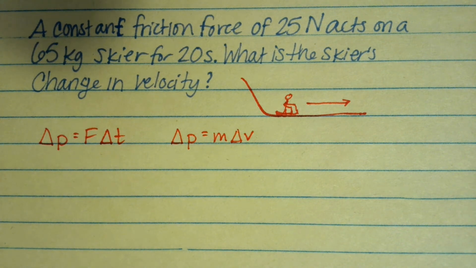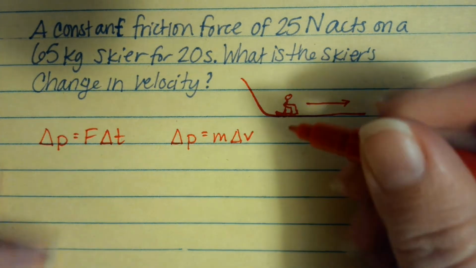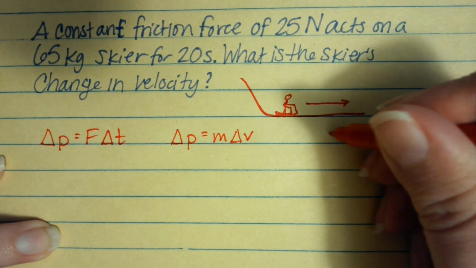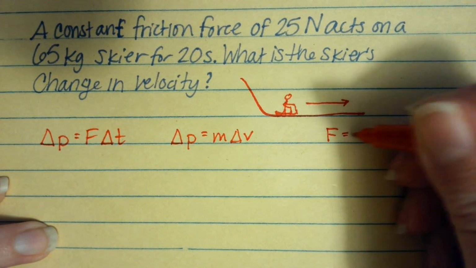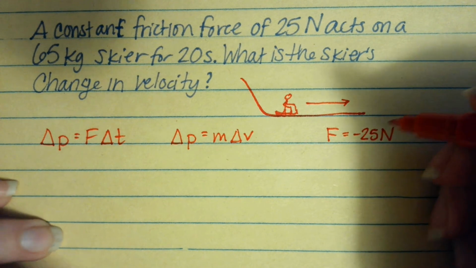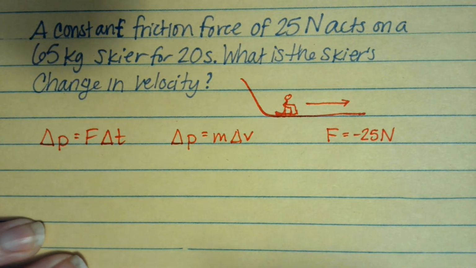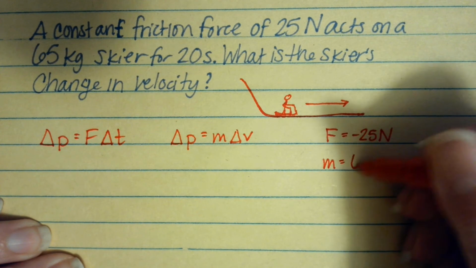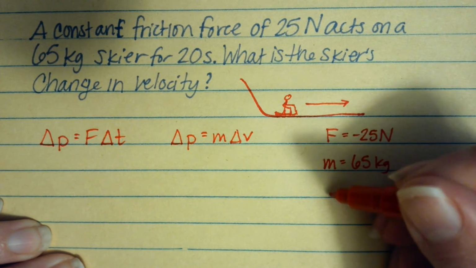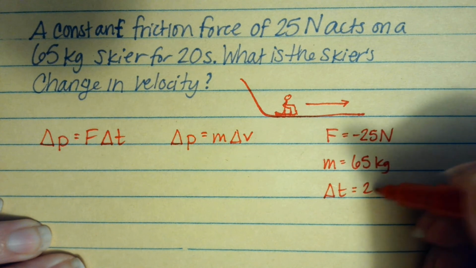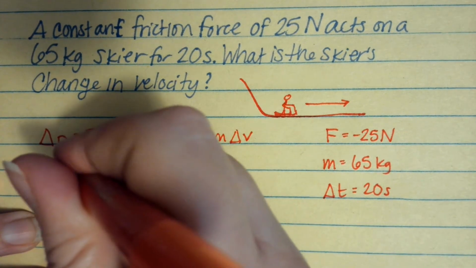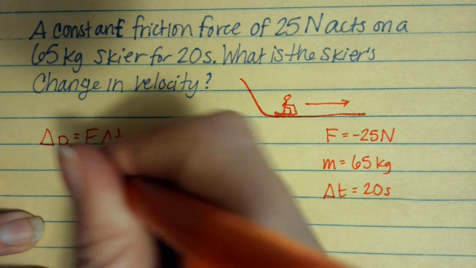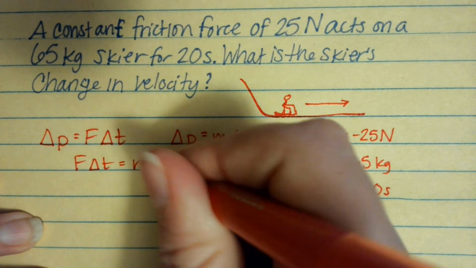So let me write down my given information. I have the force. Since it's a friction force of 25 newtons, I'm going to make that negative, because it's working against the motion. The mass is 65 kilograms, and the amount of time is 20 seconds. And I'm going to combine these two equations. Force times change in time is equal to mass times change in velocity.